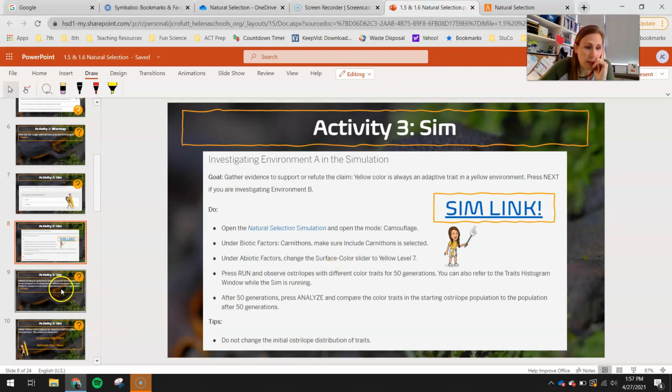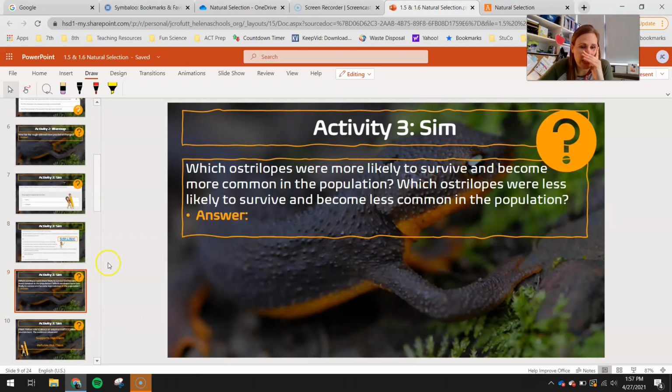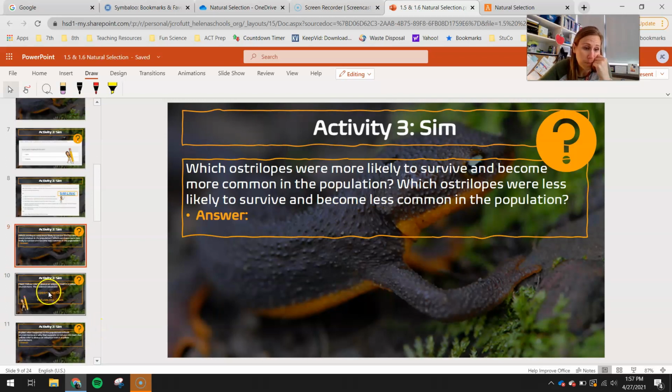Okay, once you guys have done that, you're going to go ahead and answer this question. Which australopes were more likely to survive and become more common in the population? So look at that histogram and tell me which bar of that histogram is the highest. Give me that number and kind of a description of the color. Which australopes were less likely to survive and become less common in the population? So look at what happened. You might have more than one answer for that.